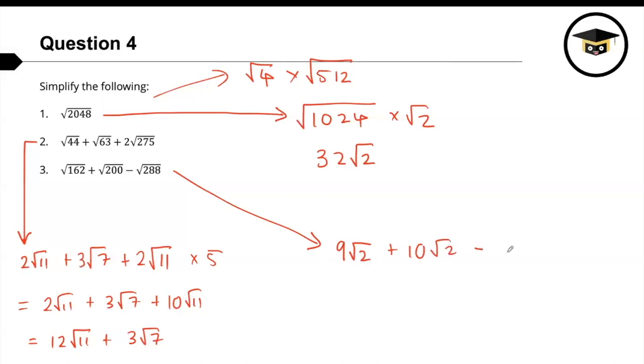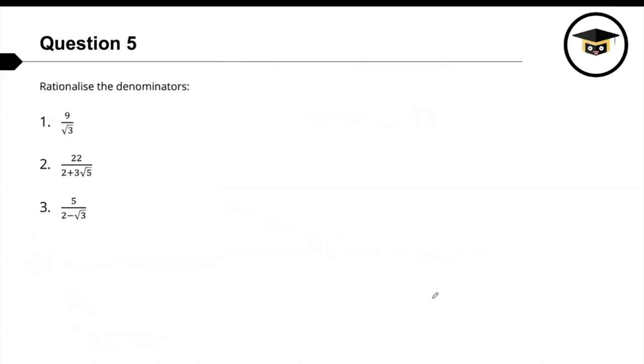And root 288 is going to be 12 root 2. Like I said, if you don't know why that's the case, check out our previous video. Now what we're going to do is they're all like terms. So 9 root 2 plus 10 root 2 is 19 root 2. 19 root 2 minus 12 root 2 is 7 root 2. So we end up with that.